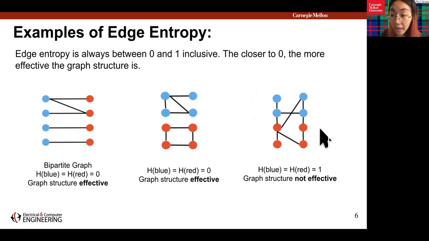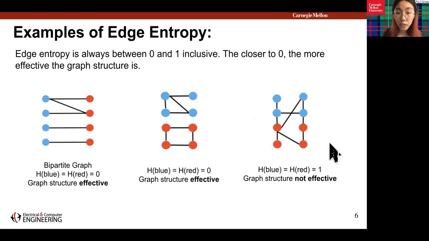Now, for the graph at the very right, you can see there are 3 edges that go from a red node to a blue node, and 3 edges that go from a red node to red nodes. So the edges here are not telling us much about the labels of their source nodes or end nodes, and the connection is quite random. So in this case, our edge entropy is 1, and the graph structure is not very effective.